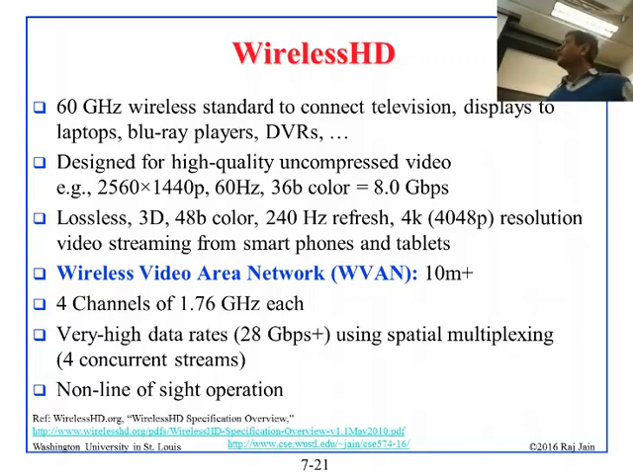And so you can create what they call wireless video area network, WVAN. So they had personal area network, local area networks, and so on. So now we have video area network. And as before, they use 4 channels of 1.76 gigahertz, which is exactly the same as 11AD because it's the same FCC spectrum. And they can get very high rate, and they can also do non-line of sight, okay, most likely through the relays. So everything that was in wireless HD actually has been taken over by 11AD.